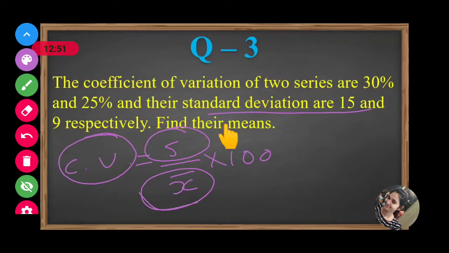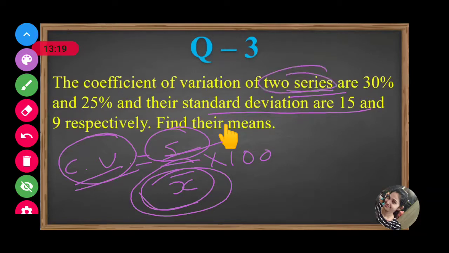So what we will do, first of all, we will write the formula and then we will put in the values which are already given. CV and S values are given, so we can easily find the mean of that series. Understand? Here we will find two means because two series are given. In the previous two sums we saw coefficient of variation is mostly used for comparison. Here we have to compare the two series, right? Again apply the formula, put the values in the formula and then you can easily get your mean.